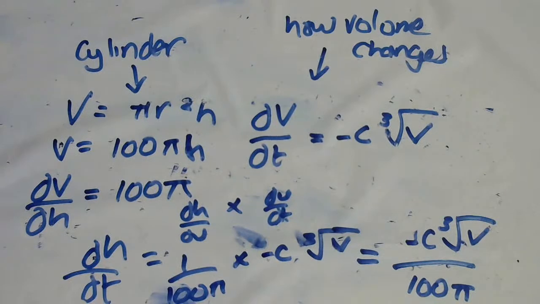So right now we're halfway through question A on example 28. I've got dh/dt equals minus c times the cube root of v over 100 pi, and I'm nearly there. I've nearly got the answer, but the textbook question is saying, make it in terms of h, not v. And that's a problem. We're going to have to deal with that.